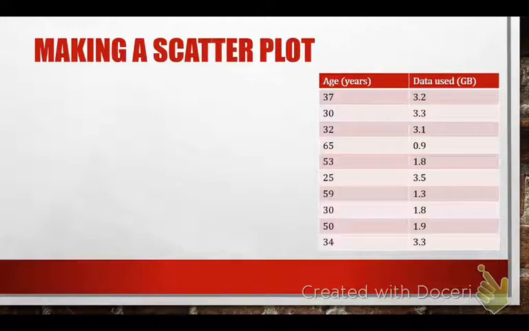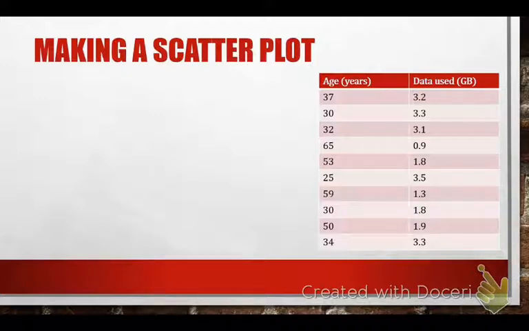We need to understand that. So here's what the problem is telling us. This table shows the ages of 10 adults and the numbers of gigabytes of cell phone data used by each adult in 1 month. Understand that? So each one of these, that person is 37 years old, 30 years old, 32, 65, 53, and that's how much data they're using.